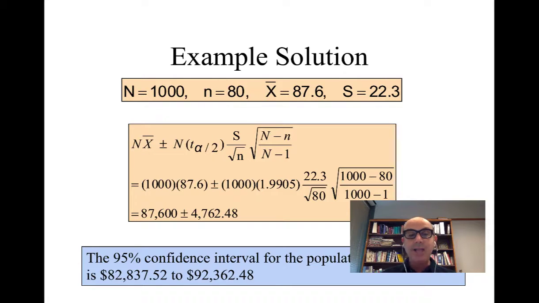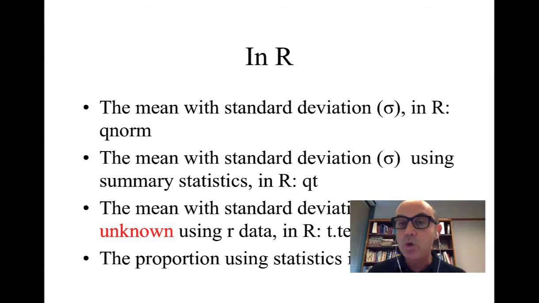By doing that, you are able to estimate, as I show you here in the entire procedure, that the 95% confidence interval for the population total balance is between 82 and 92.